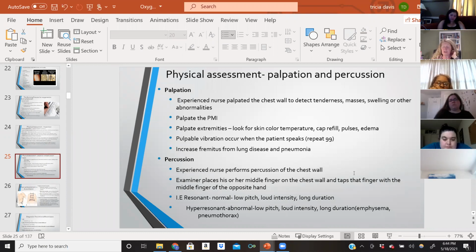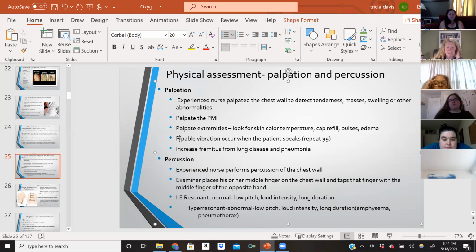So I don't know if you guys remember this from assessments back last semester, but we would have them where we would tap on their back and have them say 99, 99, 99. And if you would hear that vibration, that would be indicative of fluid. And then sometimes we have an increase in fremitus from certain lung diseases, and then if a patient has pneumonia.